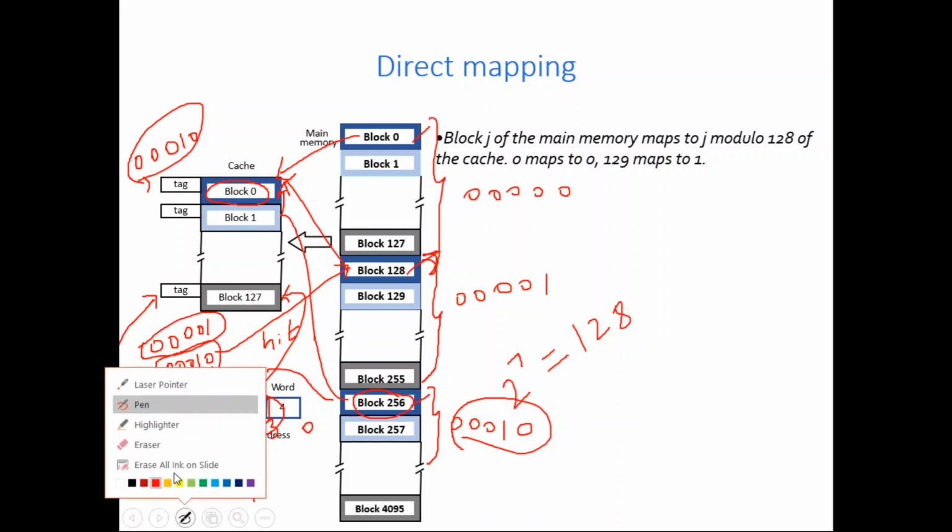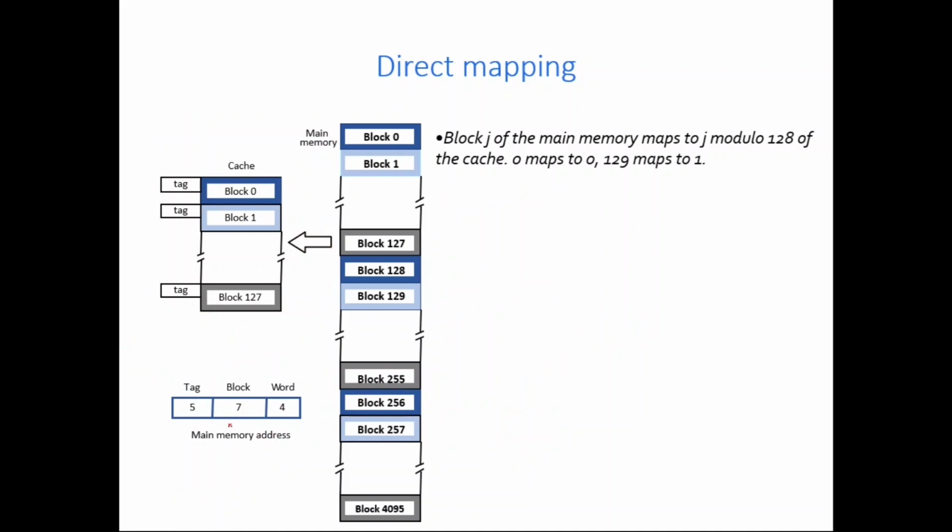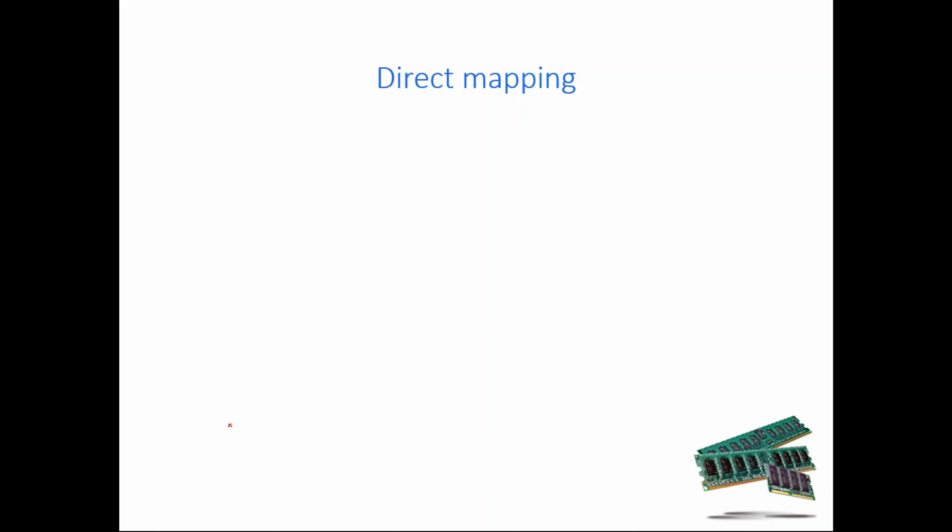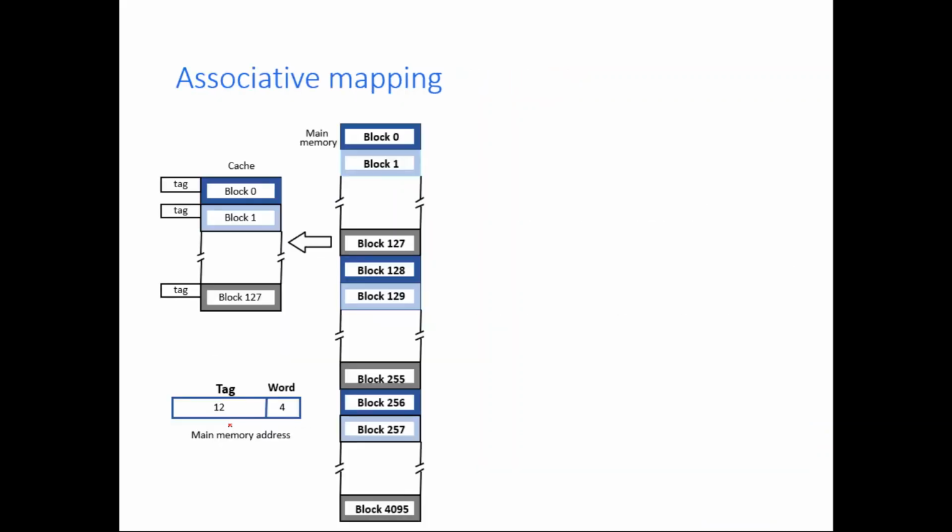So I think it's clear. If you have any doubt, you can get back to me. And only for associative mapping, it will check all the blocks. It has to check all the blocks, and that is the disadvantage of associative mapping, to find whether a particular block is there in the cache or not.